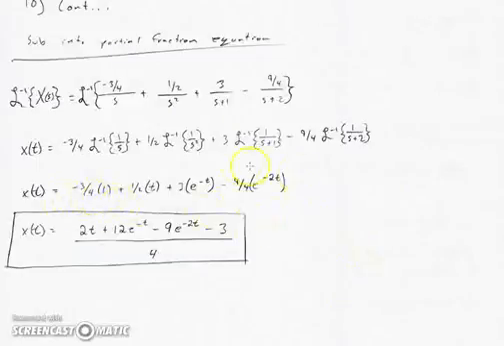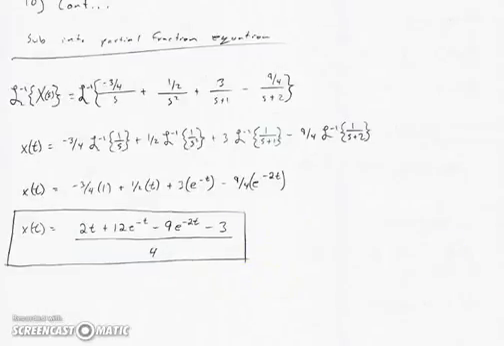And then you can see I wrote those values in, and then multiplying the fractions by the terms and simplifying over a single fraction. This is the final answer that you get.